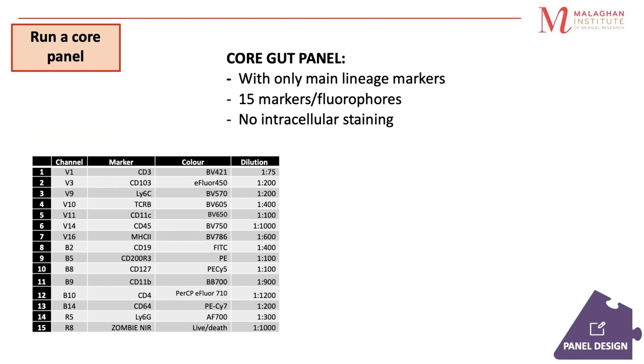When optimizing a panel that has lots of markers, it is recommended to, instead of putting all the antibodies in the first antibody mix, run a core panel. Main lineage markers can be included in this core panel, and in our case, our core panel had 15 markers, and we did not add the intracellular ones. Running a core panel will help you validate your panel, and later, when all the antibodies are added, if issues arise, it will be easier for you to track them and to know where they are coming from, as you will have already validated the core panel and you will know that the markers in the core panel are working well.